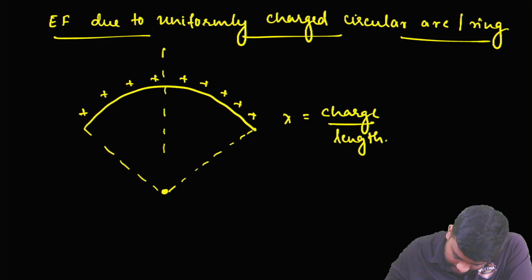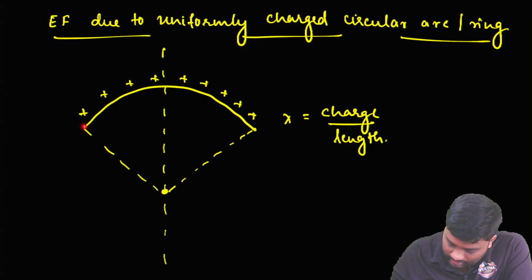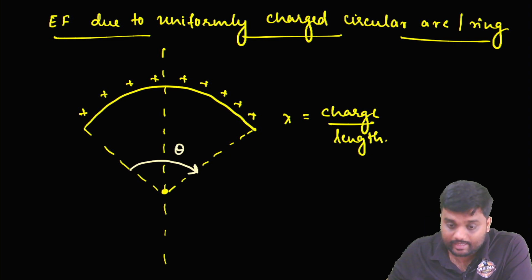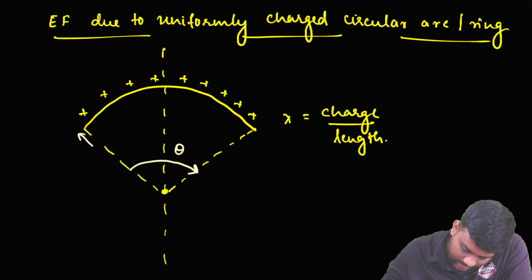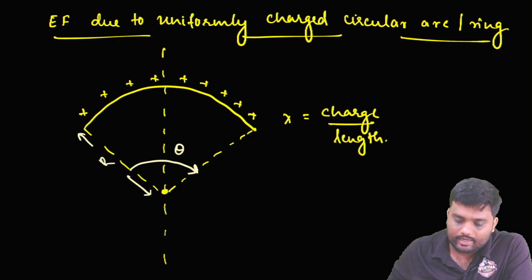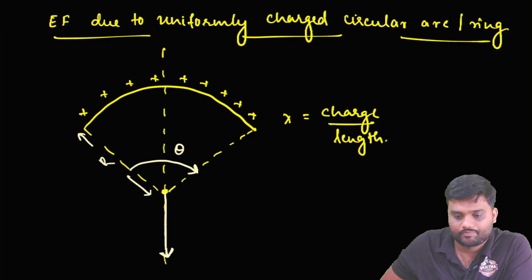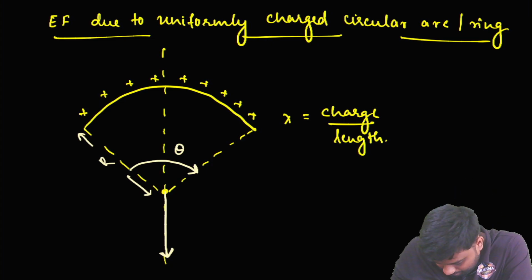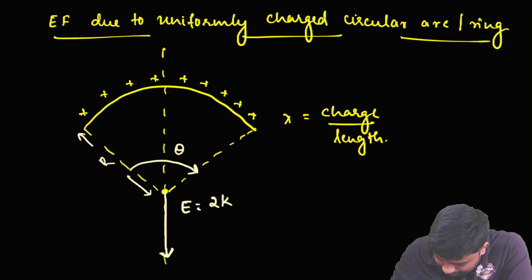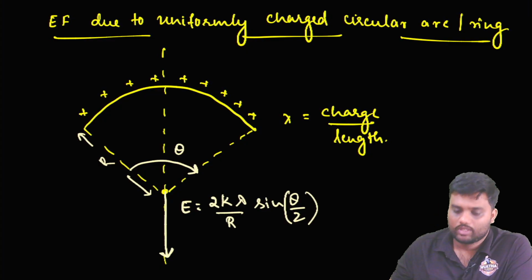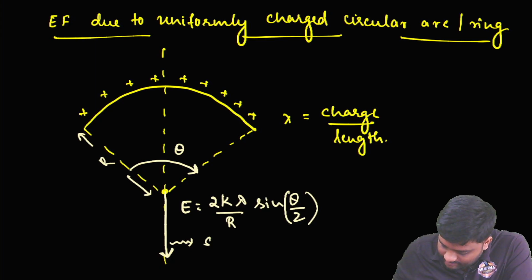For this one, the electric field is always along the angle bisector. This circular arc is making an angle theta, and the radius of this ring is R. The electric field, if the charge is positive, will go away from this point. That is given by E is equal to 2k lambda by R sin theta by 2. This is along the angle bisector.